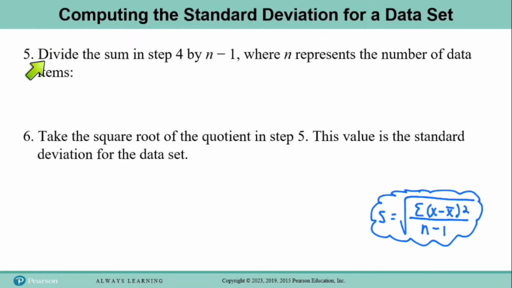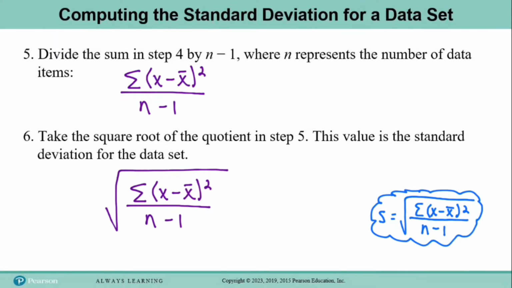So step 5, divide the sum from step 4 by n minus 1, where n is the number of data items. So that would be the sum of the squared deviations divided by n minus 1. And this is where we are in the formula. And then the last thing to do is to take that answer and do the square root of it. So that whole answer from step 5, do the square root, and that is finally your standard deviation.